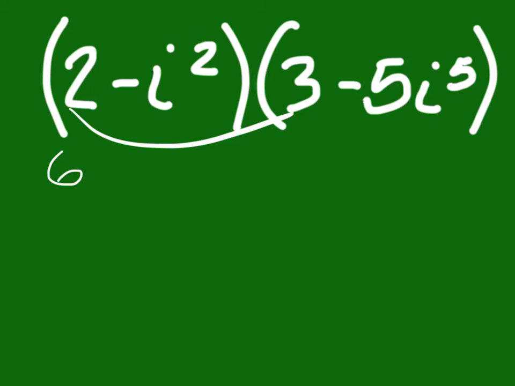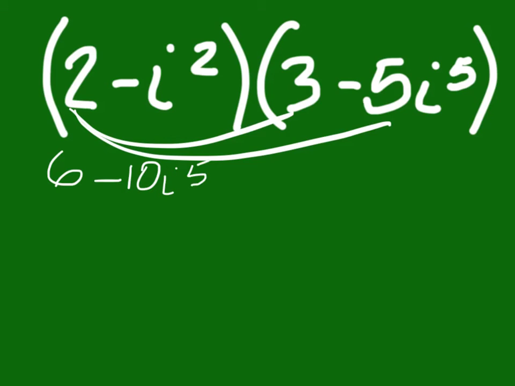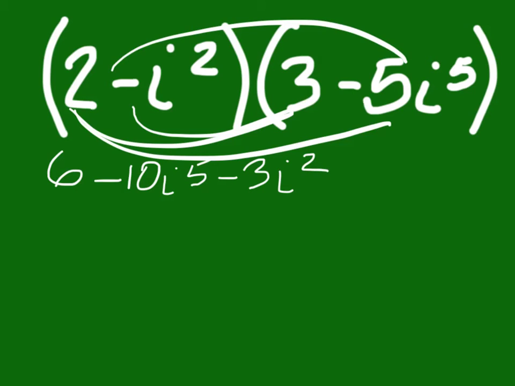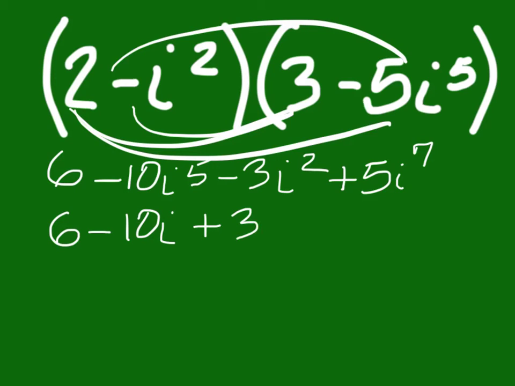Two times 3 is 6. 2 times minus 5i to the 5th is minus 10i to the 5th. And then minus i squared times 3 is minus 3i squared. Minus i squared times minus 5i to the 5th is plus 5i to the 7th. 6 minus 10i, that's the simplification there, plus 3 because i squared is a negative 1.